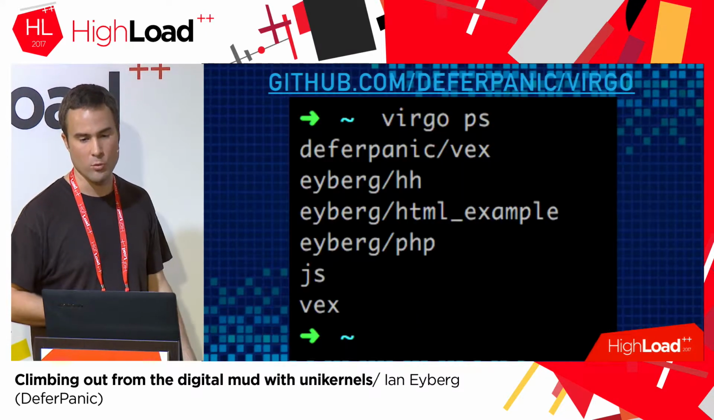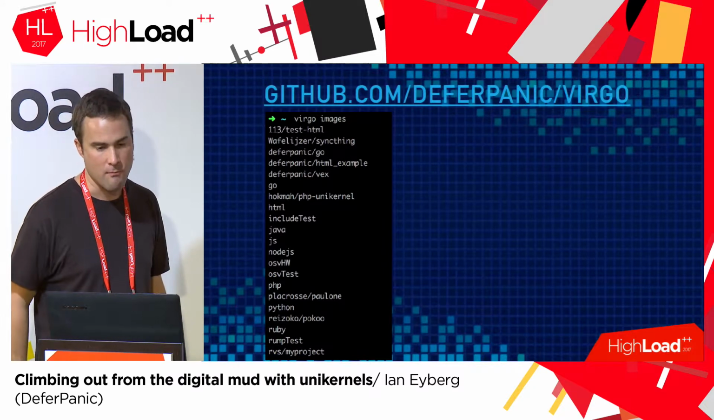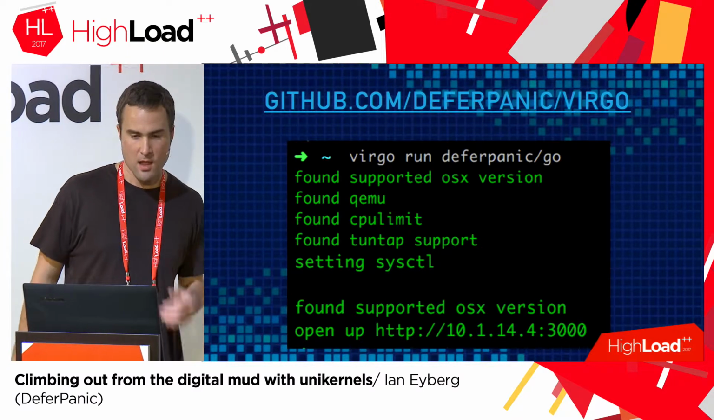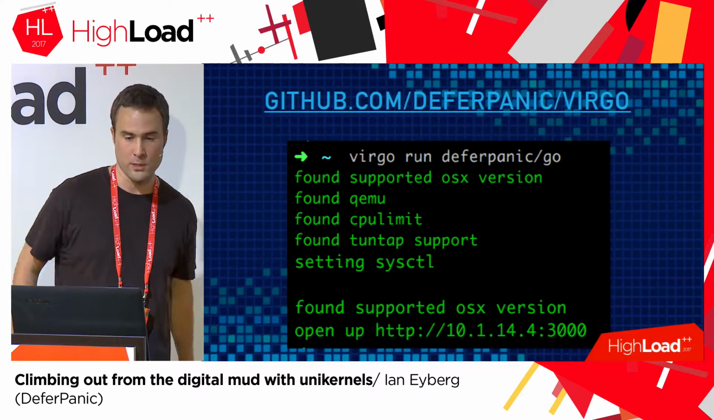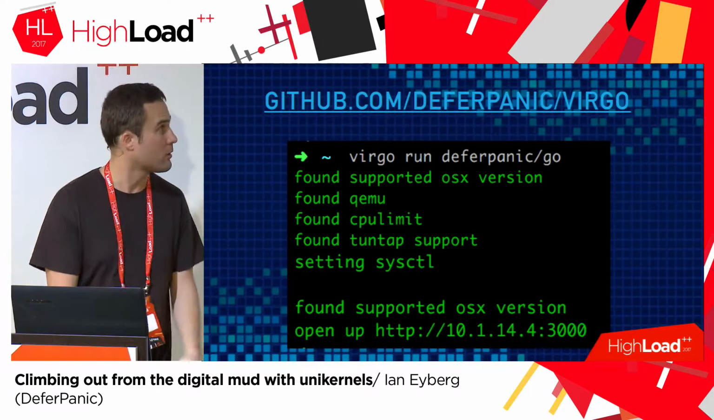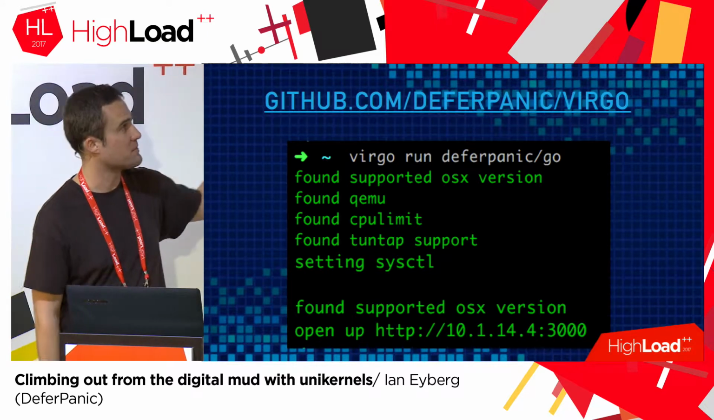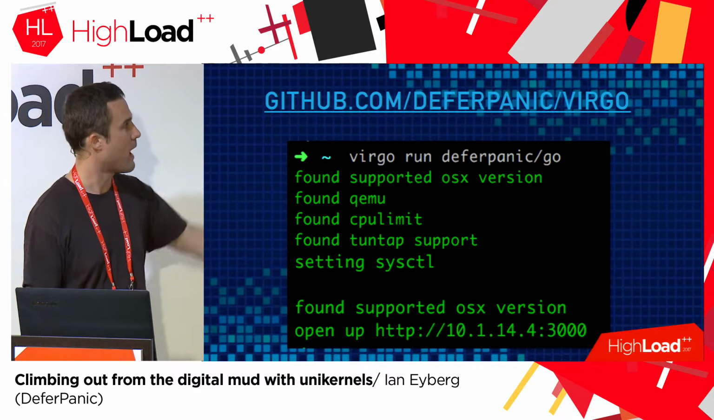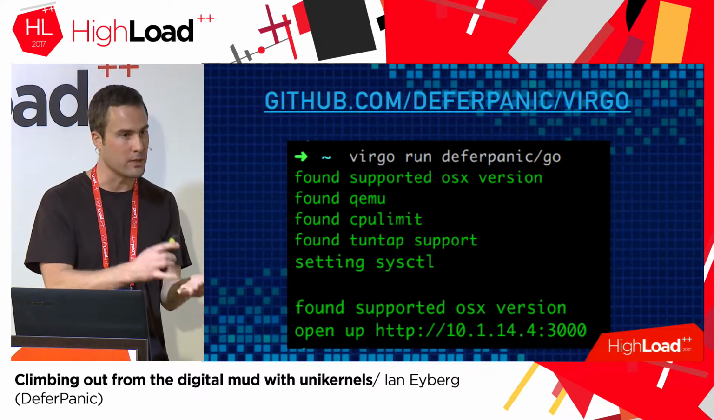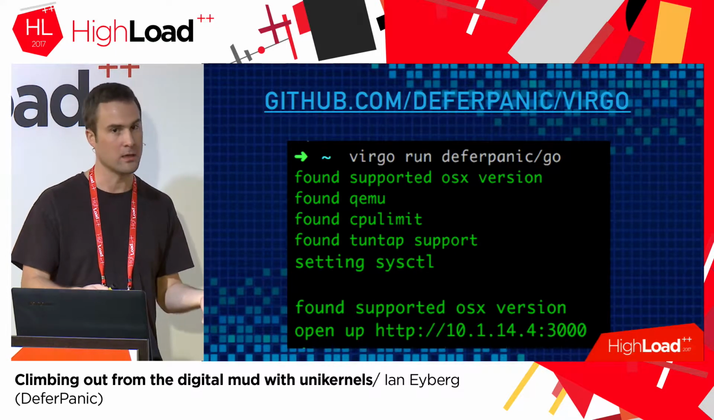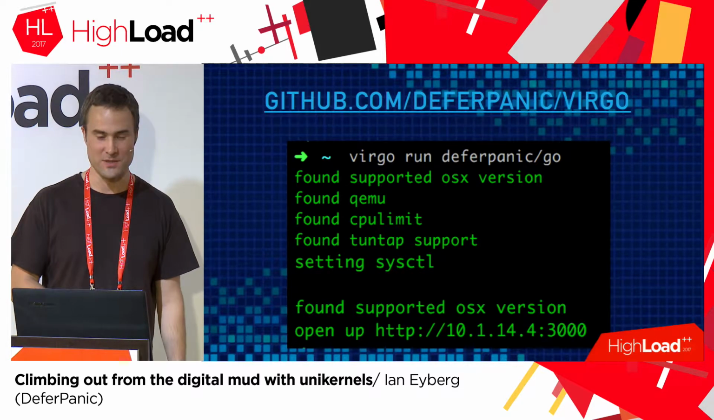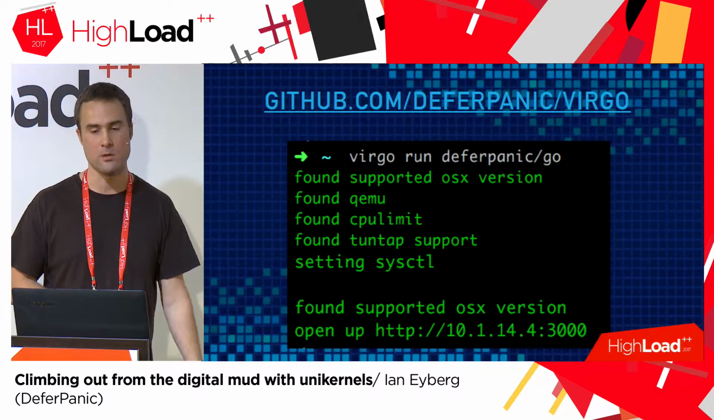It's a little bit more API. But anyways, to run the unikernel, it would simply be Virgo space run and then the project name, DeferPanic Go, and then it'll go ahead and boot it up. It runs on Linux and OS X, no Windows, sorry. Those are the two supported systems right now.